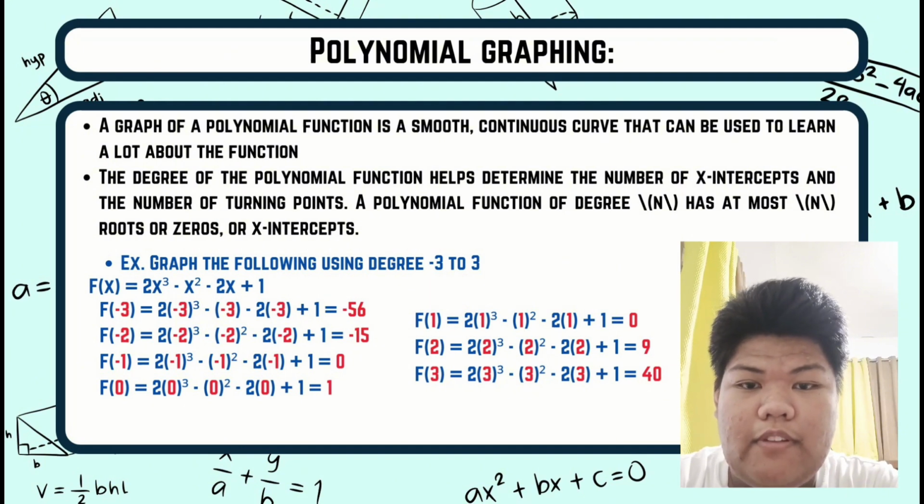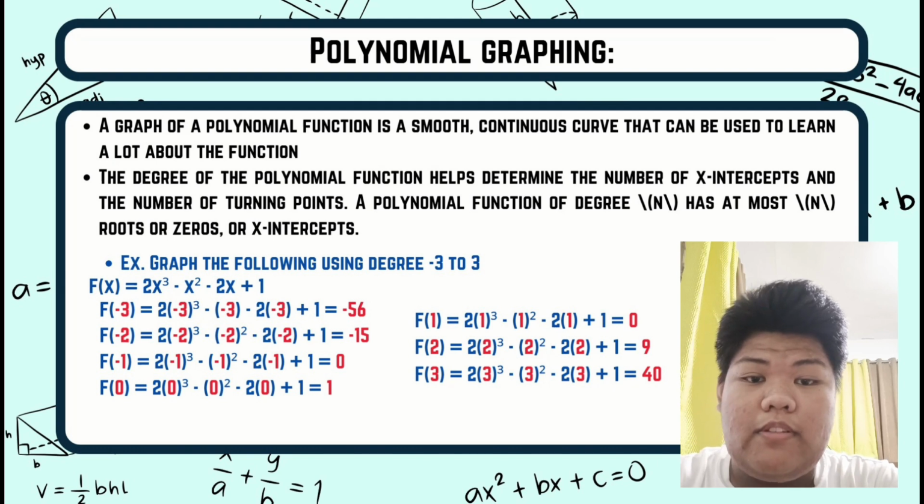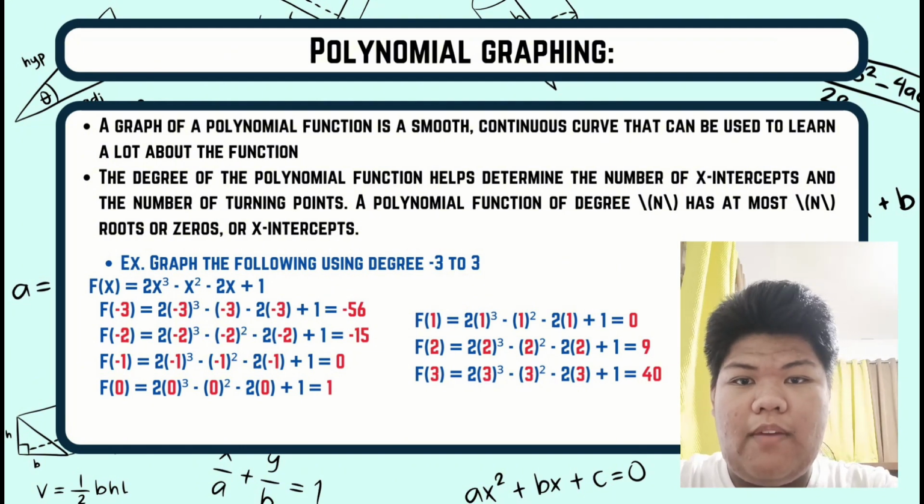Third, f(-1) is equal to 2 times negative 1 raised to the third power minus negative 1 raised to the second power minus 2 times negative 1 plus 1, which is equal to negative 2 minus 1 plus 2 plus 1, which is equal to 0. Fourth, f(0) is equal to 2 times 0 raised to the third power minus 0 raised to the second power minus 2 times 0 plus 1, which is equal to 0 minus 0 plus 0 plus 1, which is equal to 1.